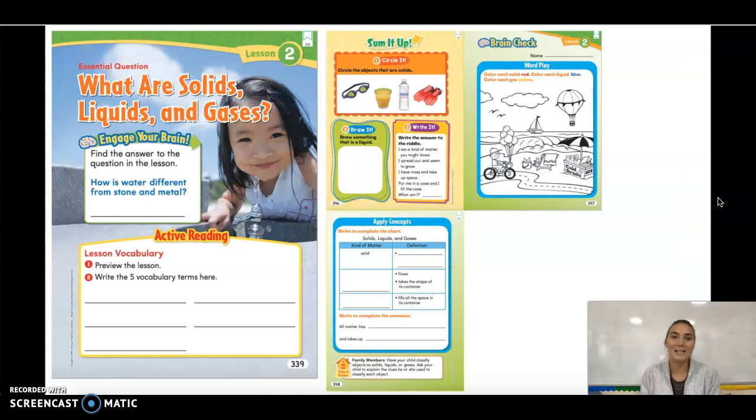All right, boys and girls, it is time for lesson 2. Take a deeper look at solids, liquids, and gases. Have fun, first grade scientists.